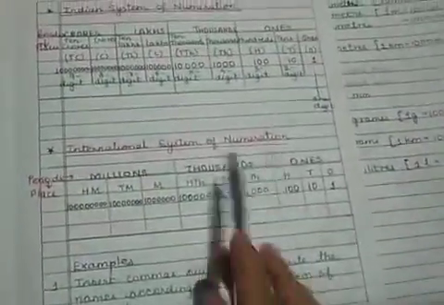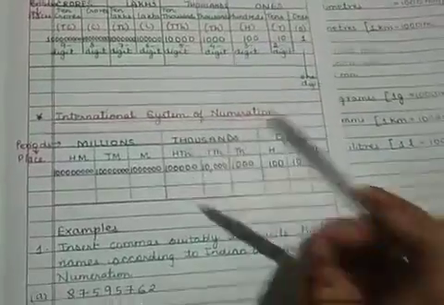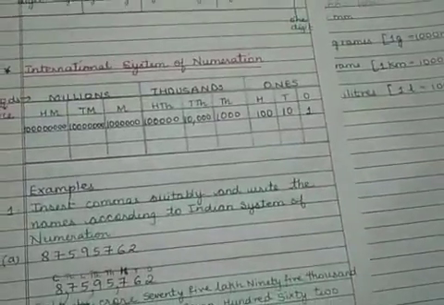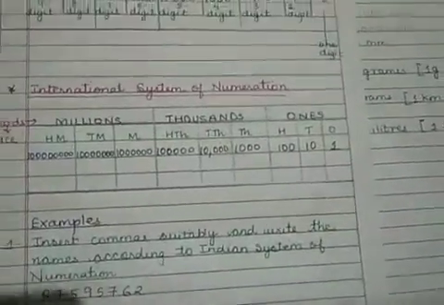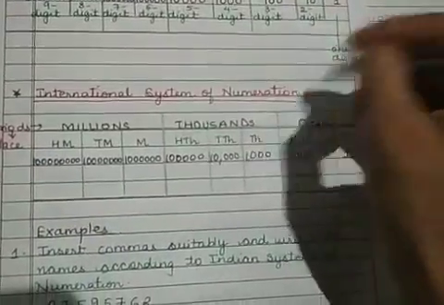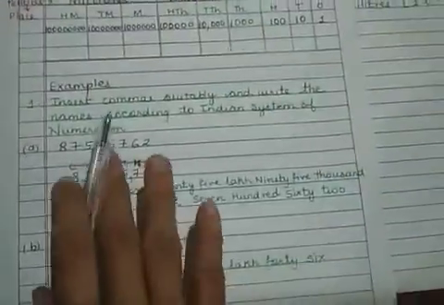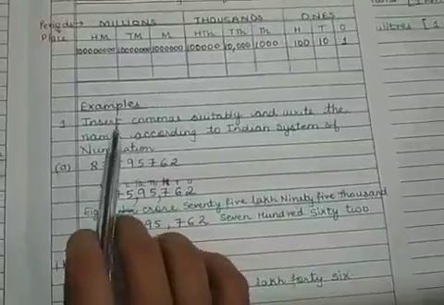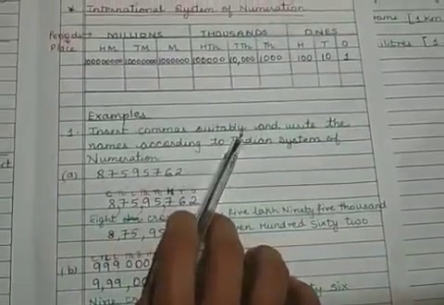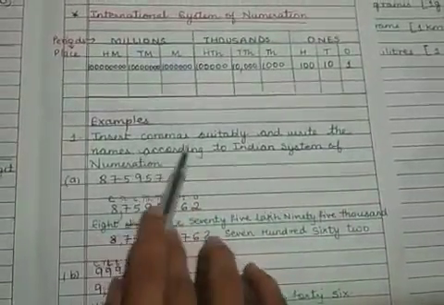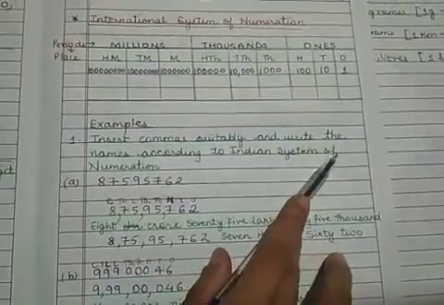Now based on this we will see how we can insert commas and write numbers according to the two numeration systems. Let us see the first example. Insert commas suitably and write the names according to the Indian system of numeration.